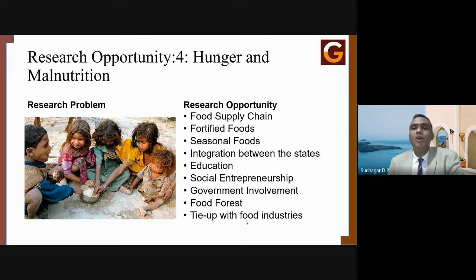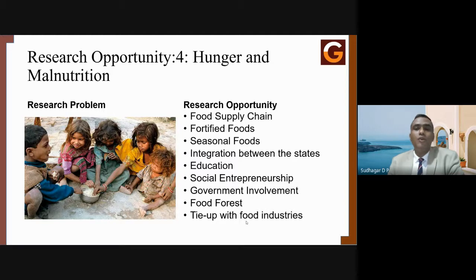Is it possible to come out with a food supply chain? Is it possible to come out with a concept of fortified food? At home, we have different food. We are able to balance our nutrition through which we do not have any kind of nutritional deficiency. But for poor children, for people from a poor economic background, they really do not have any kind of variety in their food. Definitely it leads to various malnutrition related issues.